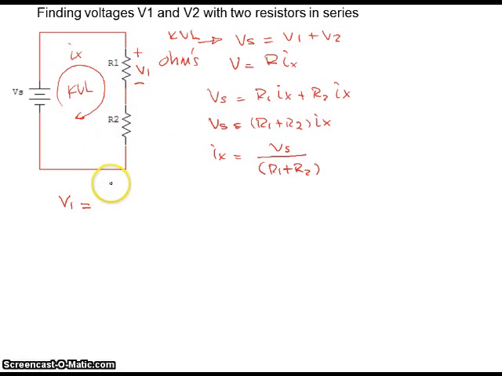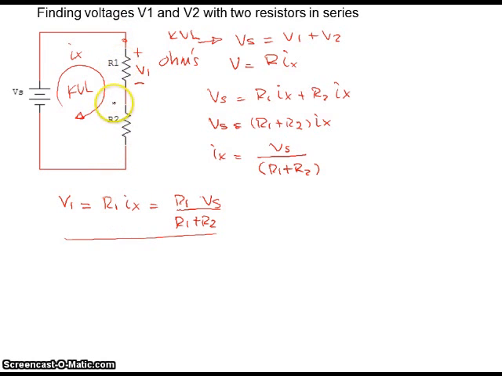So that now I can solve for the voltage across R1, V1, and this is going to be equal to R1 times this value of I sub x that I found right here. So this is going to be R1 times source voltage divided by R1 plus R2. Now, that's V1. Why did I assign this polarity? Well, using the passive sign convention, I know that when the current enters an element like a resistor, then we assign a positive to the terminal where the current enters.